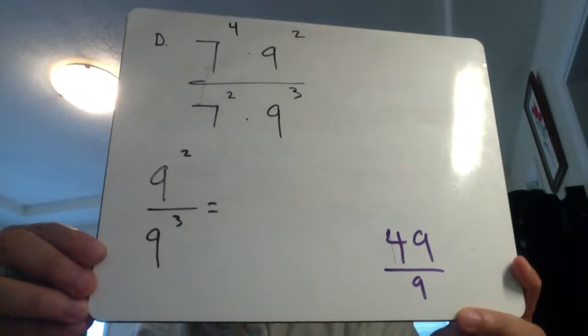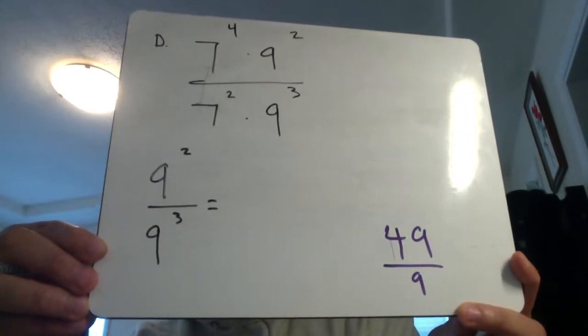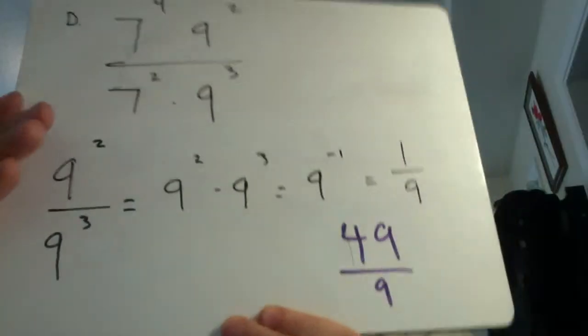Not quite, guys. Look, all you do is 9 to the second power minus 9 to the third power, and you get 9 to the negative 1. And what's 9 to the negative 1? It's 1 over 9.